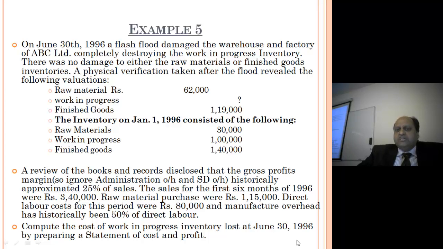Here administration and selling and distribution overheads you will ignore. You can see here it has been told. Can you read this line? Ignore administration and selling and distribution overheads. So in your cost sheet, you will take administration and selling and distribution overheads as 0. The rest of the procedure is same. Have you written?